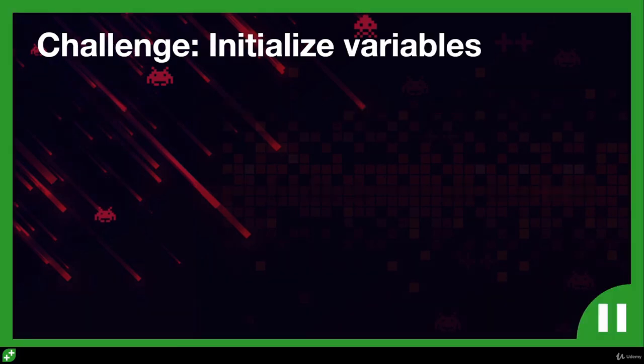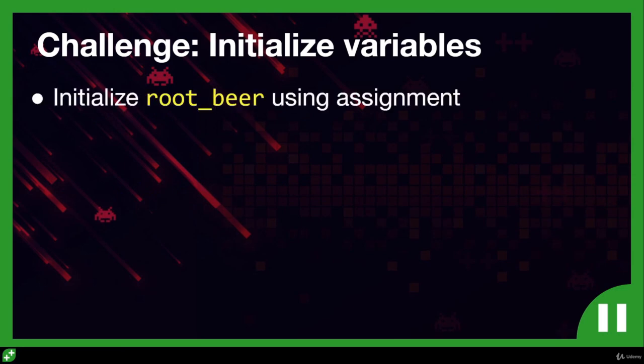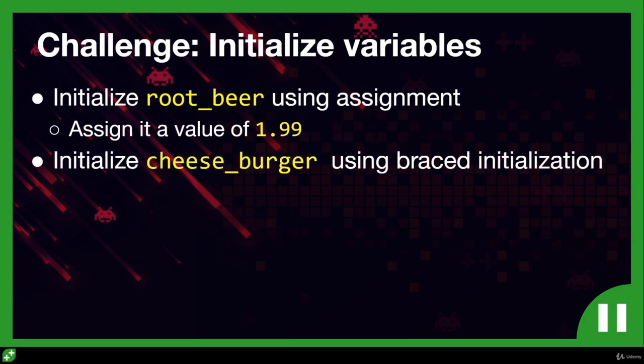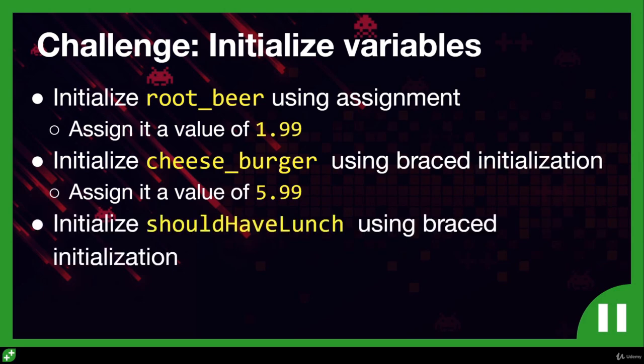Let's make sure our variables are initialized as soon as we declare them. Go ahead and make sure root beer is initialized on the same line that we declare it, using the assignment operator. Assign it a value of 1.99. I also want you to initialize cheeseburger, but this time use braced initialization and give it the value of 5.99. Finally, make sure should have lunch is initialized using braced initialization, but leave the braces empty and see what default value it gets automatically. Go ahead and pause the video and do this now.